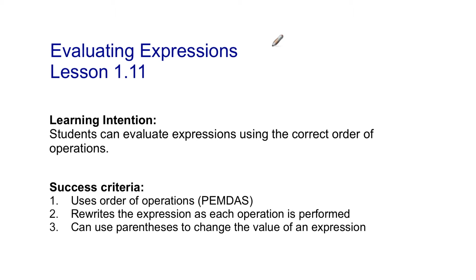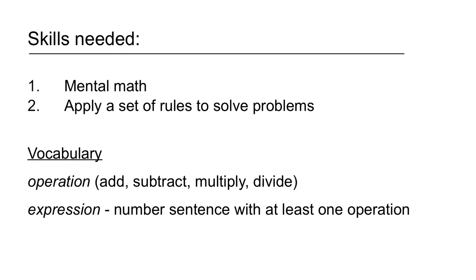Hi, this is a lesson on evaluating expressions. It goes with Go Math Lesson 1.11 for 5th grade. And the learning intention is that you, the students, can evaluate expressions using the correct order of operations. After the lesson is finished, check with your success criteria and see, can you do those things? If you can do them, you'll know that you have been successful in this lesson.